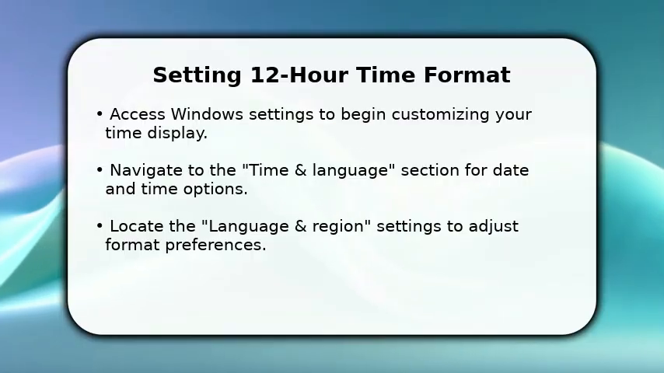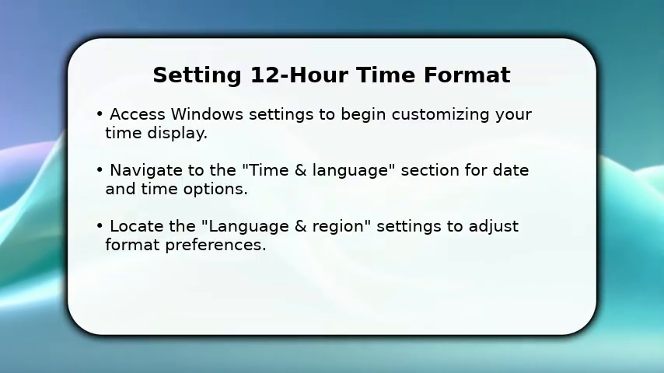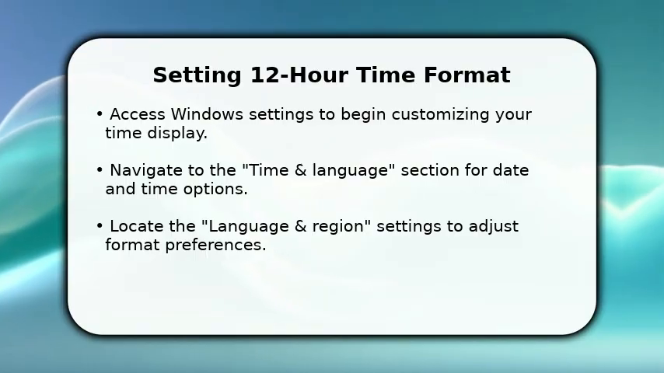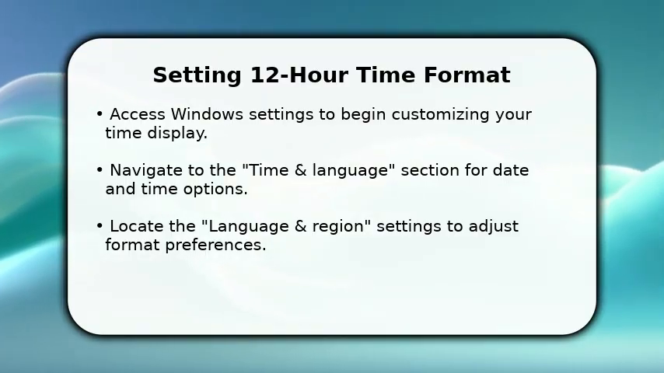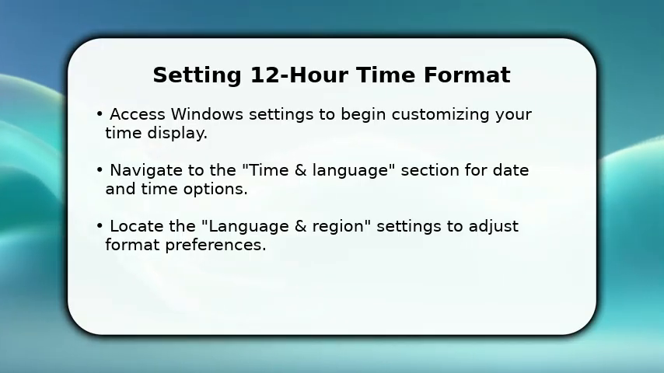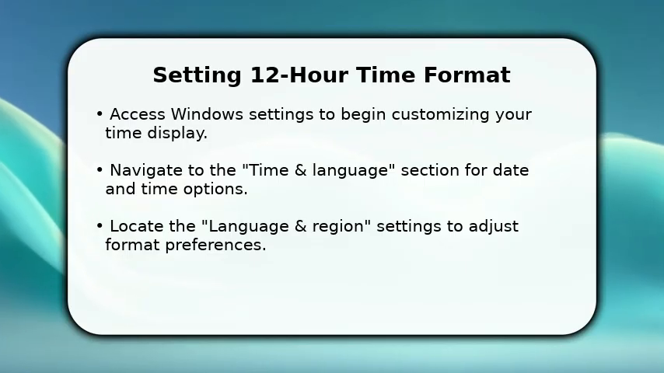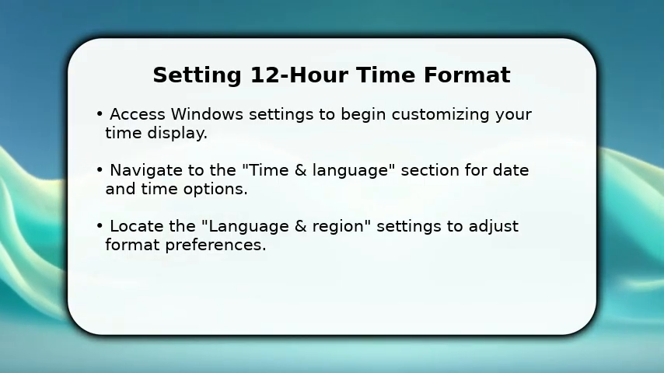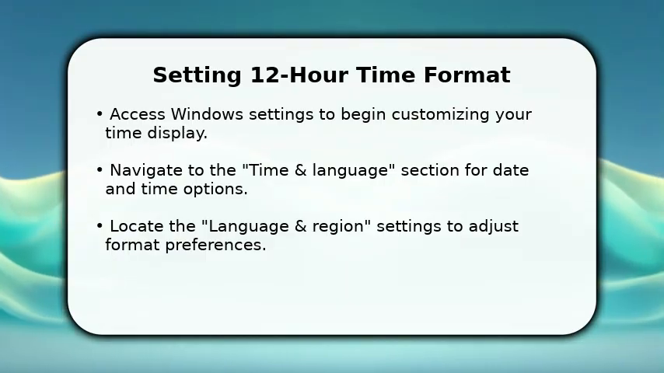In this video, I will explain how to make a 12-hour format in Windows. First, open your Windows settings by clicking the Start button and selecting the gear icon. Next, find and click on Time and Language in the left-hand menu. From there, choose Language and Region to access the format settings. This is where we will begin customizing your time display to your preferred 12-hour style.